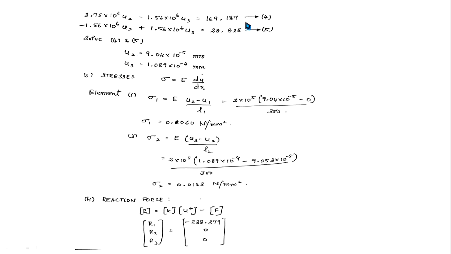These are the 2 equations. After expanding the previous matrix, you will get these 2 equations. Straight away you can use the calculator and find out the value. So your u2 is 9.04 into 10 power minus 5 mm. That is the elongation or displacement of the node 2 because of the self weight of the plate and also a load of 100 Newton at node 2. So this is the displacement at node 3.